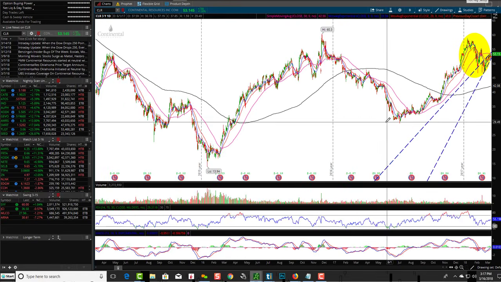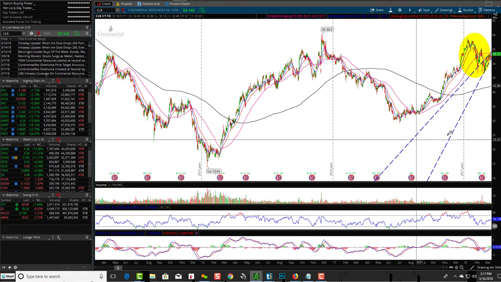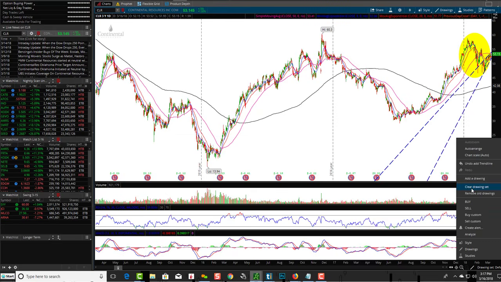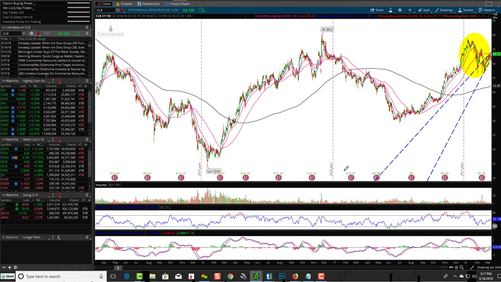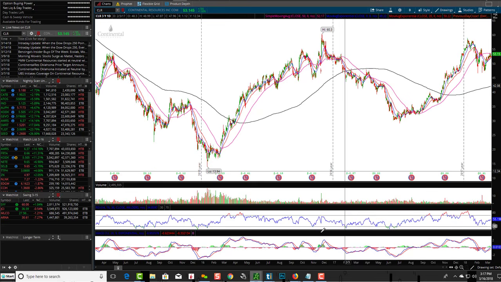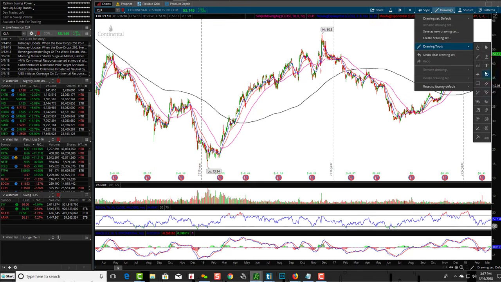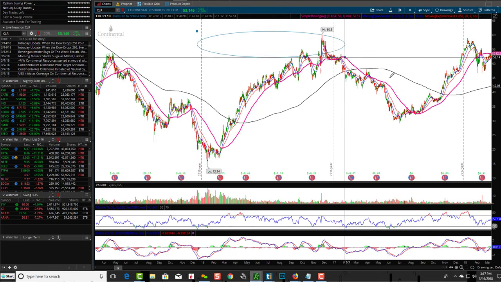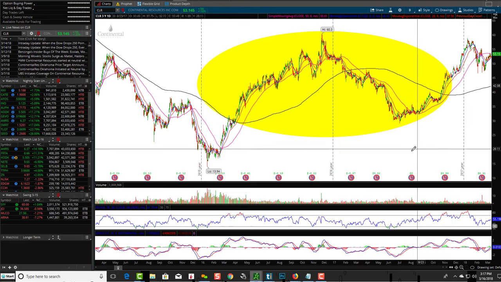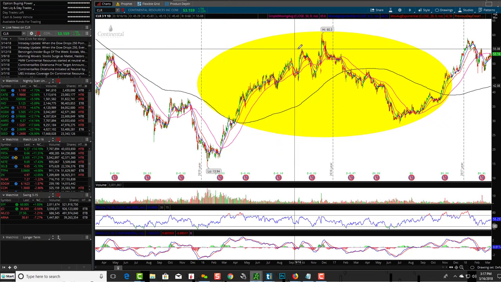I'm going to see if you notice something here when I zoom out. Do you notice anything about this chart? I'm going to clear the drawing set, right? If it hasn't hit you yet, look at this gigantic inverted cup and handle. Major cup, major U, or upside down.